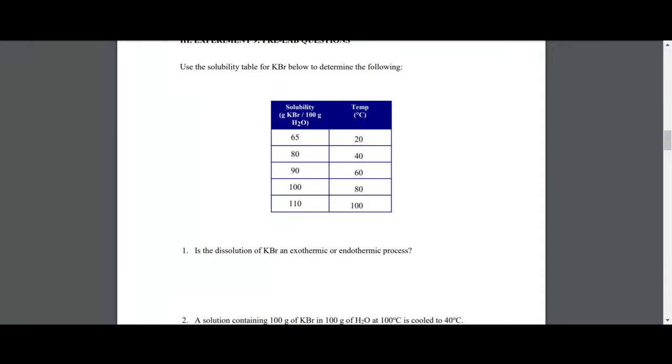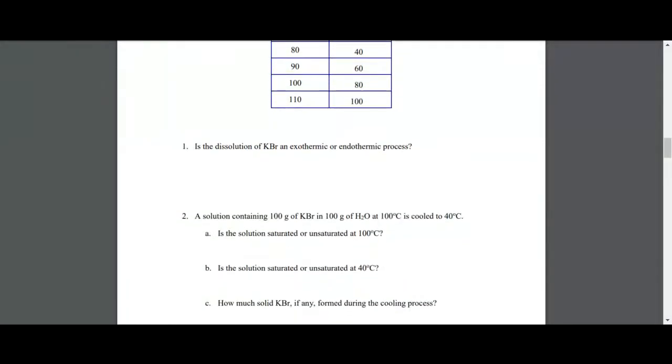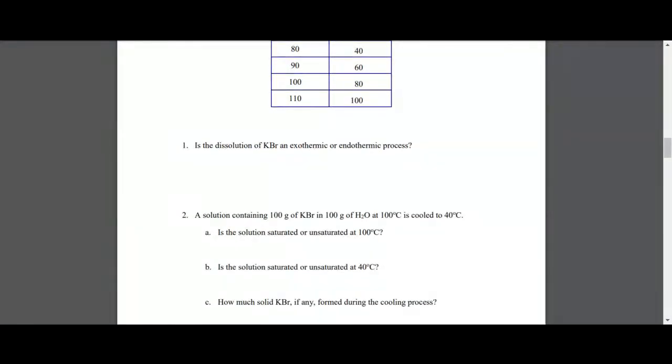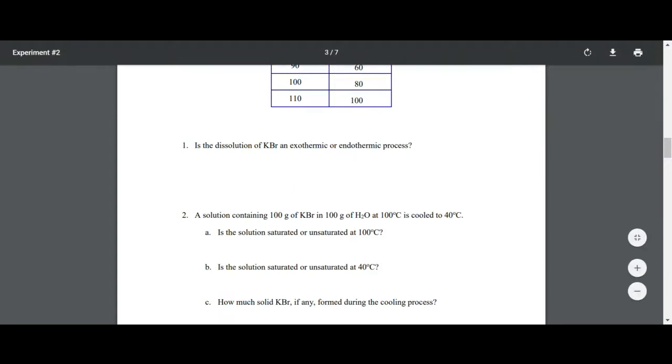For KBr, the solubility is endothermic. Now, if the solution has 100 grams of KBr in 100 grams of water at 100 degrees Celsius, is this solution saturated? No, because this table says that the maximum you could put is 110. You have less than the maximum, so it is unsaturated.